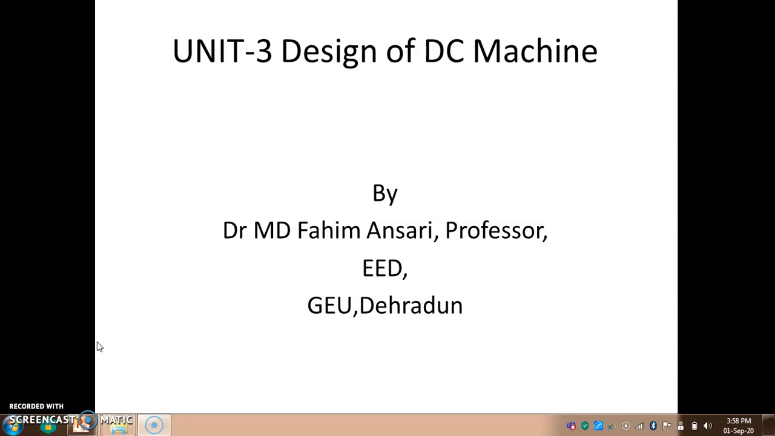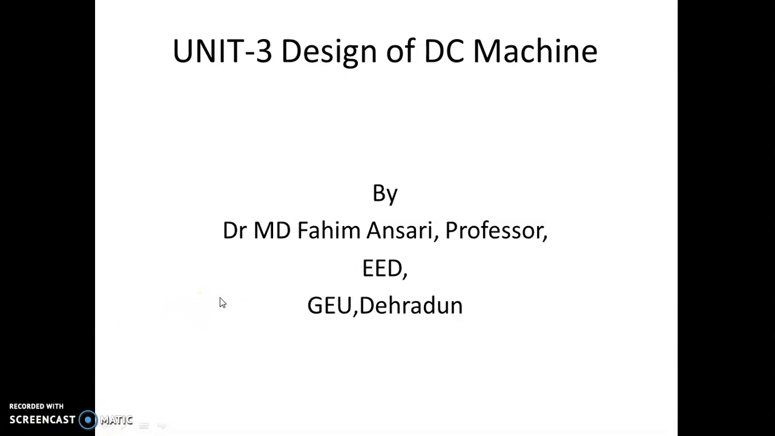And what are the factors that should be kept in mind so that the machine performance is best. We have to see what are the equations and what are the constraints applied in DC machine design to get the output equation of a DC machine.